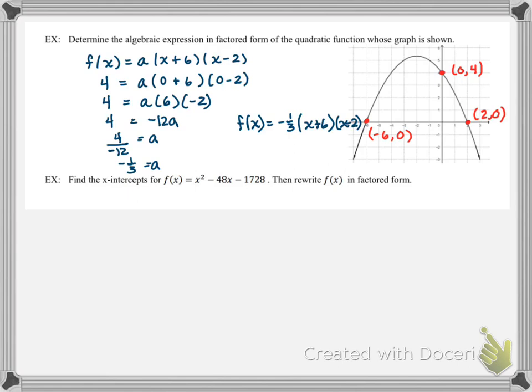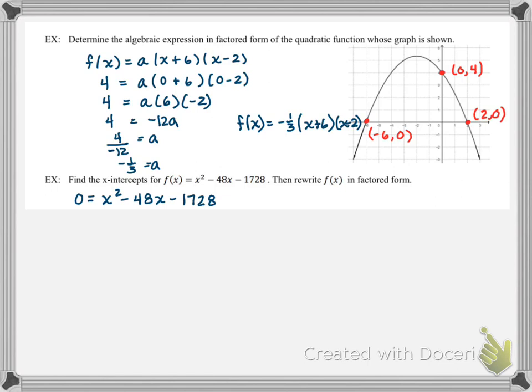We typically will do it with quadratics if the numbers are big enough that the AC method just seems kind of like a pain. So to find the x-intercepts, I'm going to set my function equal to 0. And how else could I solve that other than factoring? Yeah, the quadratic formula, right?